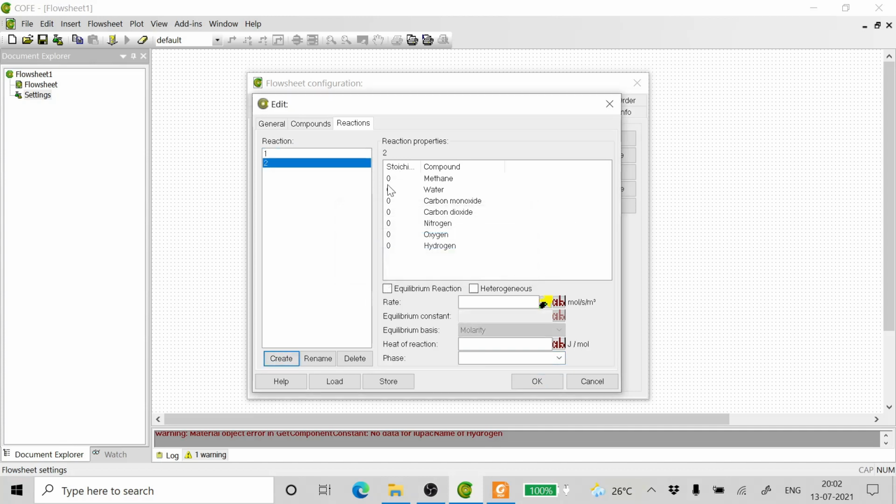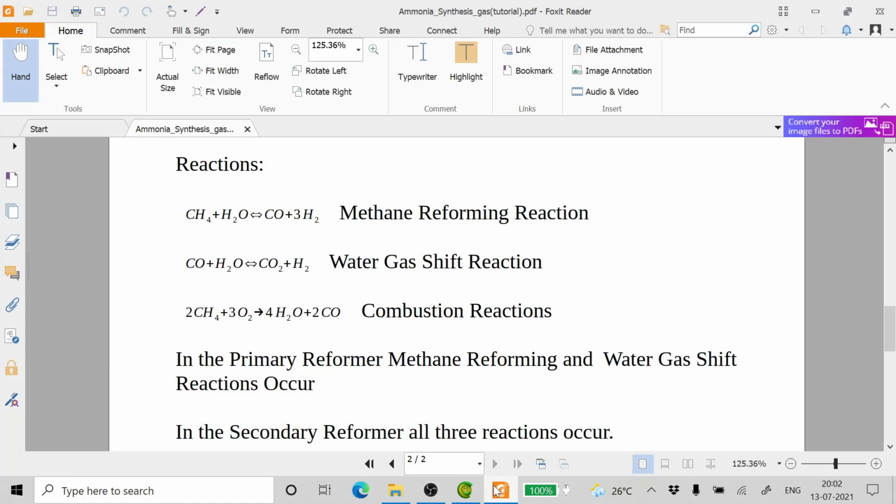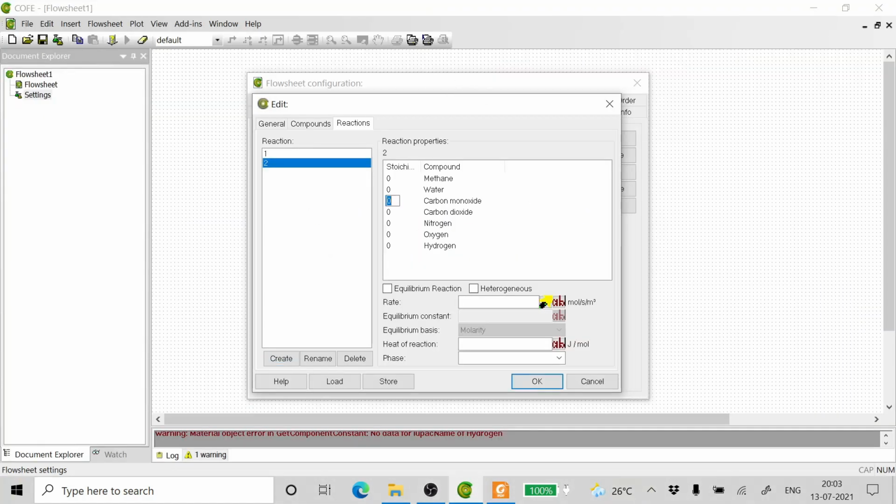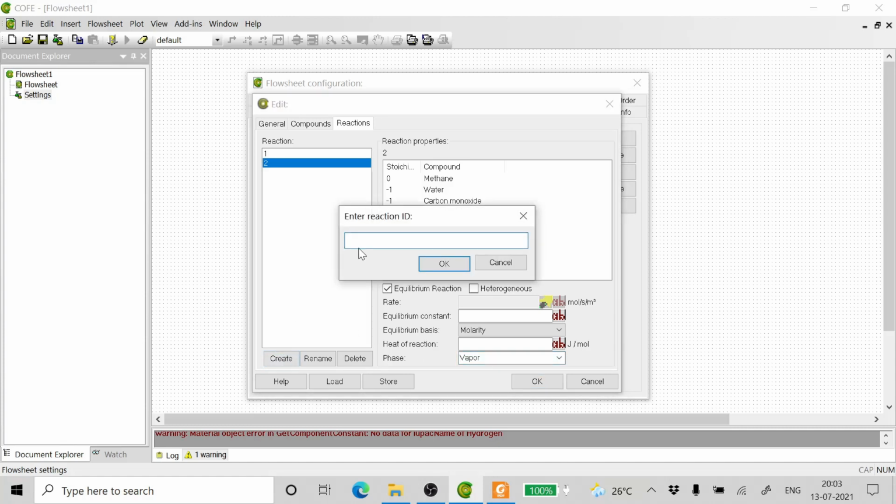The second reaction is the water gas shift reaction, which is carbon monoxide plus steam, that is water, gives you carbon dioxide and hydrogen. This too is a reversible reaction and it occurs in vapor phase. We click create and we enter the third reaction.